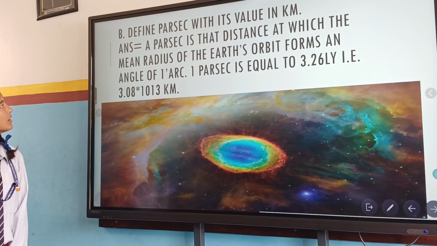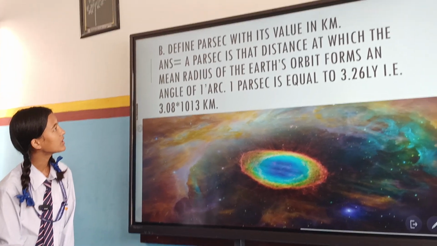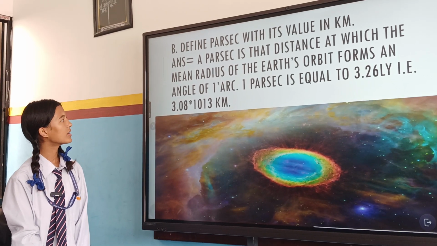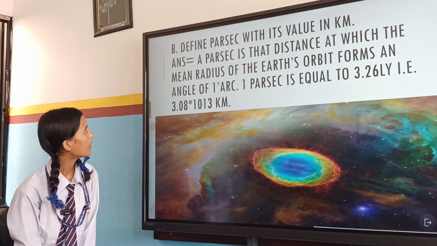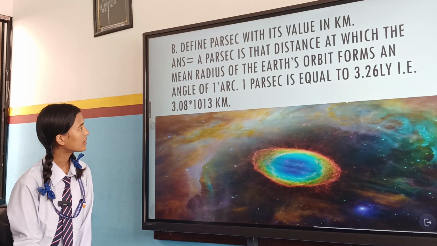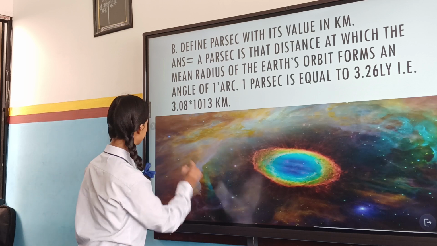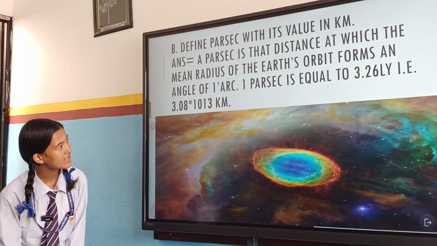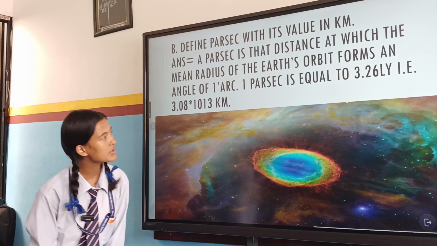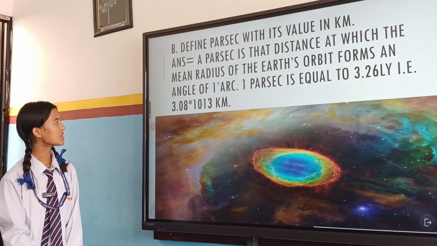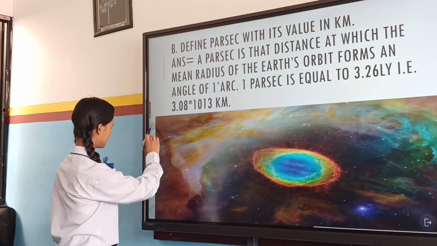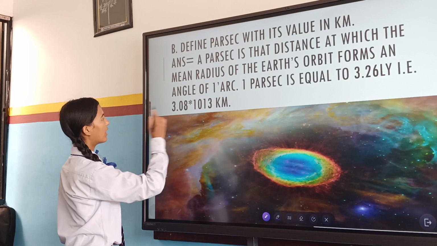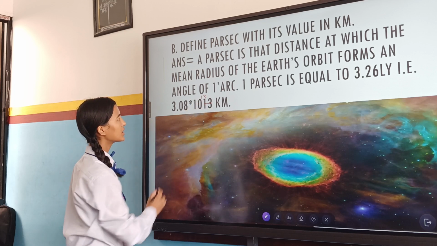Define parsec with its value in kilometer. Answer: a parsec is that distance at which the mean radius of the earth's orbit subtends an angle of 1 arc second. 1 arc second is 1 over 3600 of 1 minute arc. 1 parsec is equal to 3.26 light year, that is 3.08 times 10 to the power 13 kilometer.